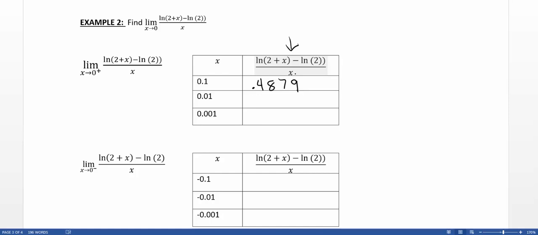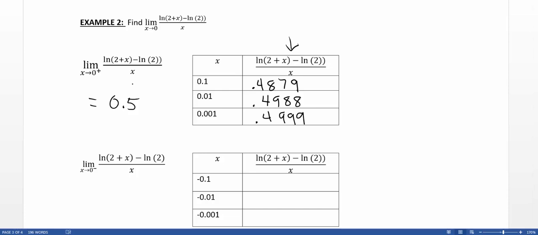When I plug in 0.01, I get 0.4988 to 4 decimal places. When I plug in 0.001, which is the closest value I have to 0, I get 0.4999 when I round to 4 decimal places. So I'm feeling fairly confident that the limit as x approaches 0 from the right is approaching 0.5. Those numbers appear to be getting closer and closer to 0.5, and I could try a couple more zeros out just to see, but I'm feeling pretty confident about that.